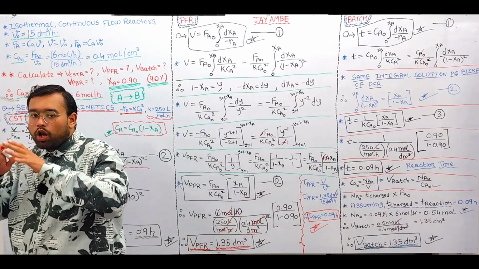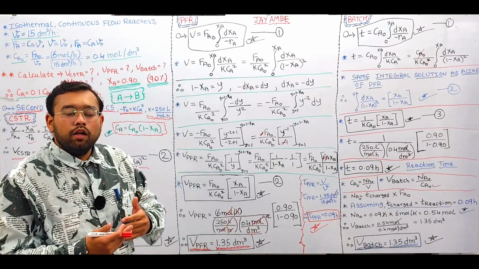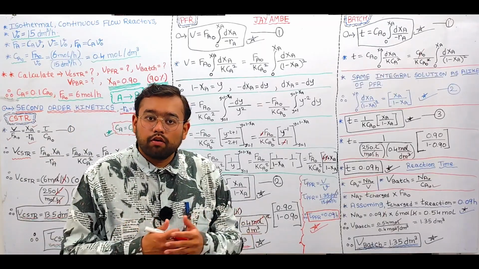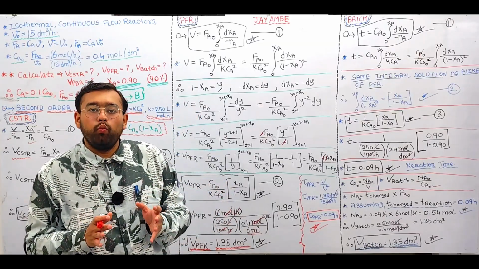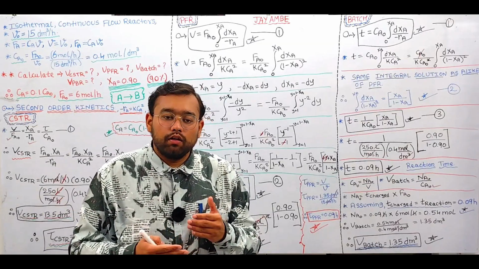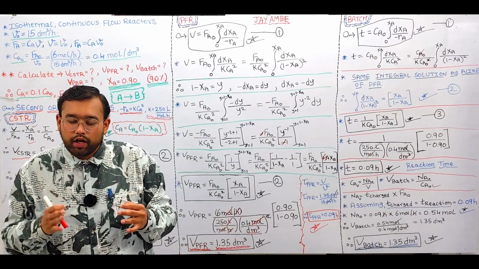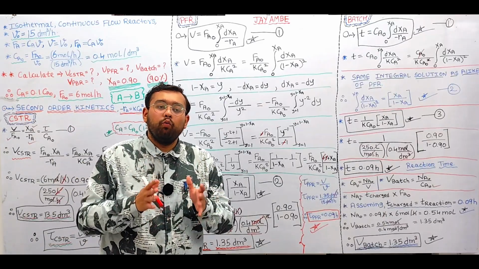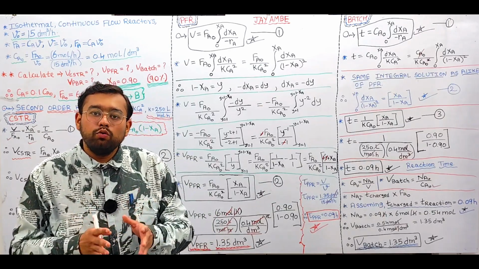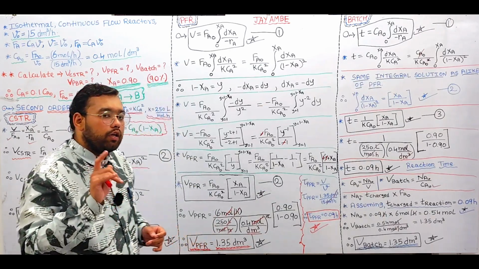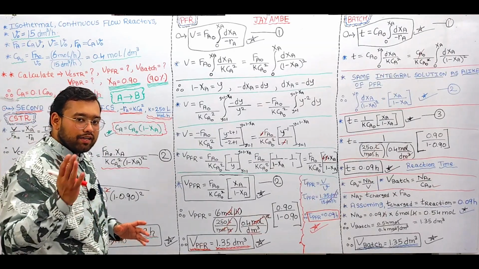In order to design the batch reactor, we'll make use of the fundamental concept of the performance equation of the batch reactor. By using the fundamental concept of the performance equation of the batch reactor, we can calculate the reaction time: how much time the batch reactor requires in order to achieve the desired conversion of 90%. So let's understand that.